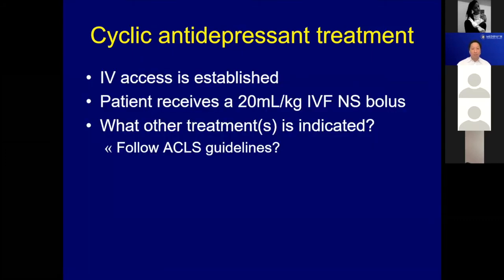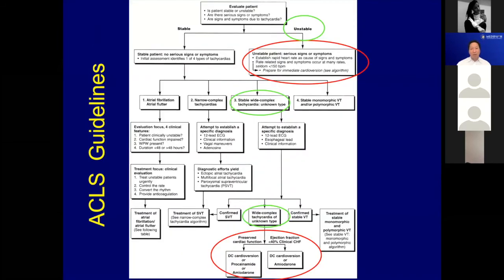Next slide. So IV access is established. You get 20 milliliters per kilogram of IV fluid, normal saline. The patient's still hypotensive. Now obviously, in the case of ACLS, let's look at the algorithm. What happens if you look at the algorithm? Next slide. So the patient is unstable. If they're unstable, you give them, what does it say, establish, I can't read this, rapid, basically it's cardioversion. Do you think cardioversion is going to work? Electrical cardioversion is going to work for a TCA overdose? No.